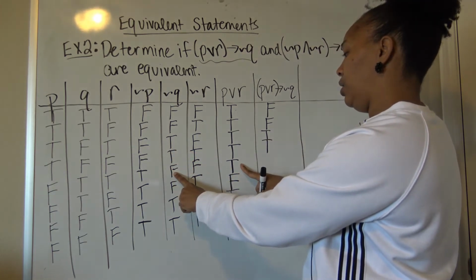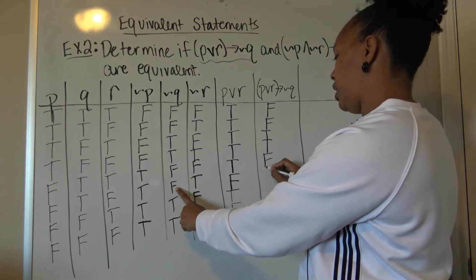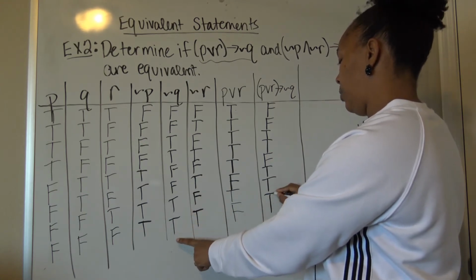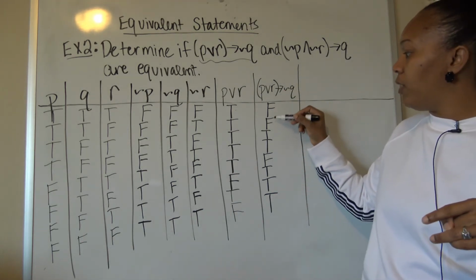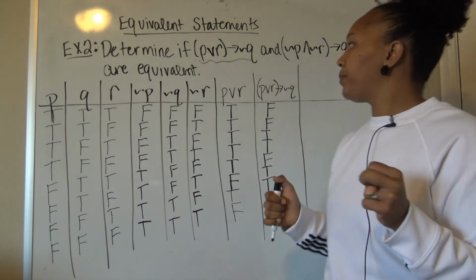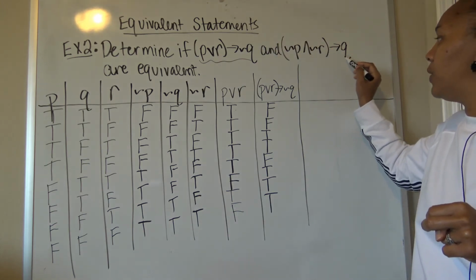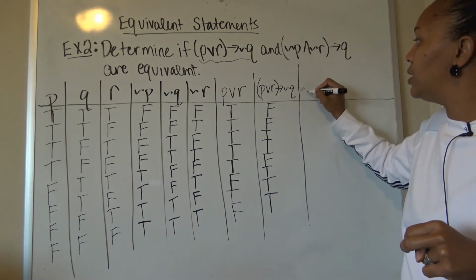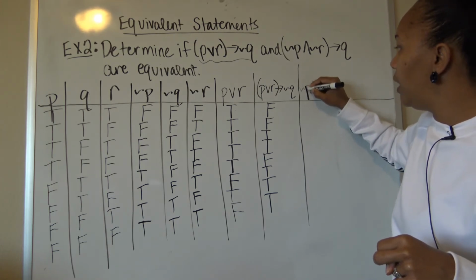It happens again here. The first case is true, the second one is false, so that would be false. It doesn't happen here, it doesn't happen here, so it will be true. And it also doesn't happen there, so that will be true. So our P or R implies not Q will be false, false, true, true, false, true, true, true. Okay, so I know what this truth value is. Now I need to know what this truth value is. Before I can actually get there, I need to do the not P and not R first. So not P, and not R.